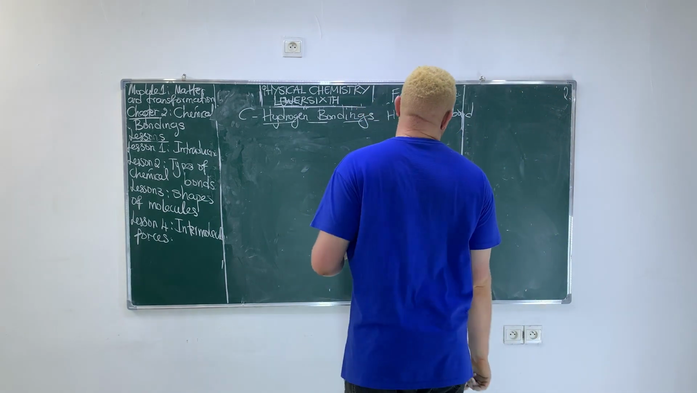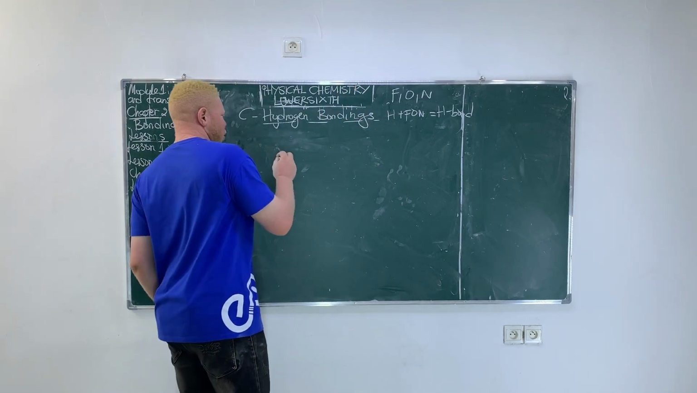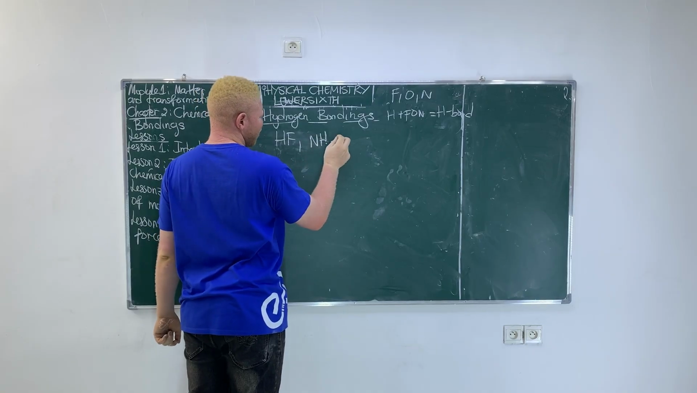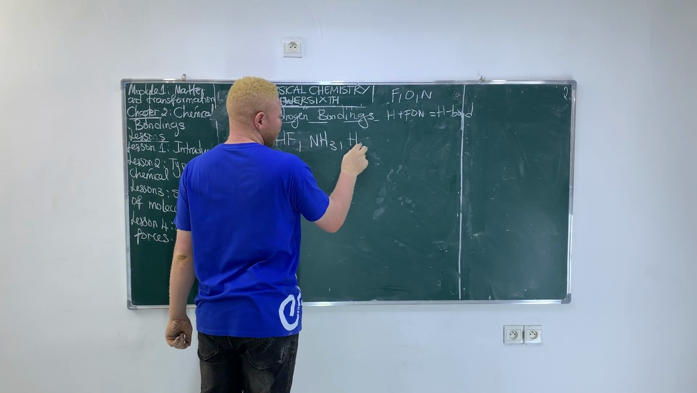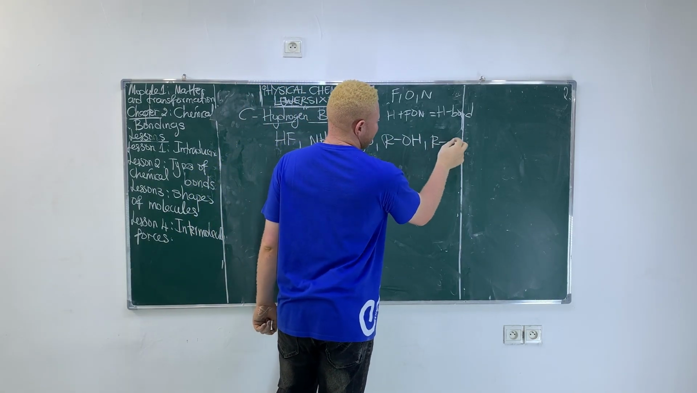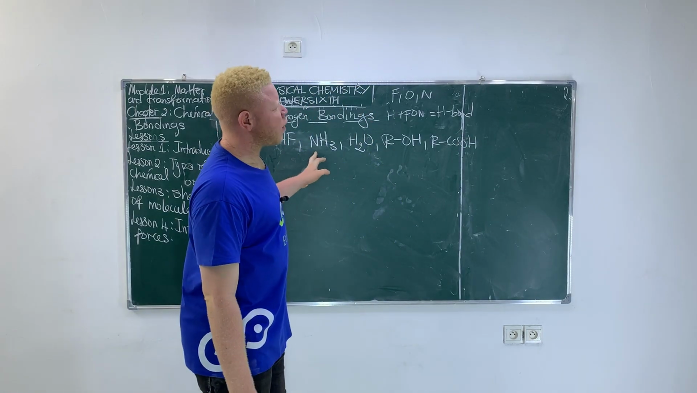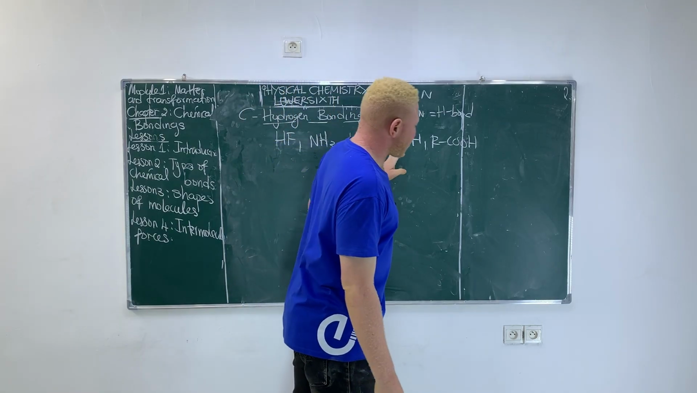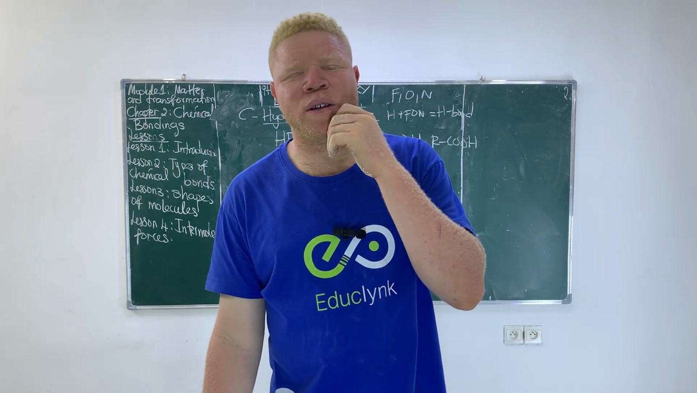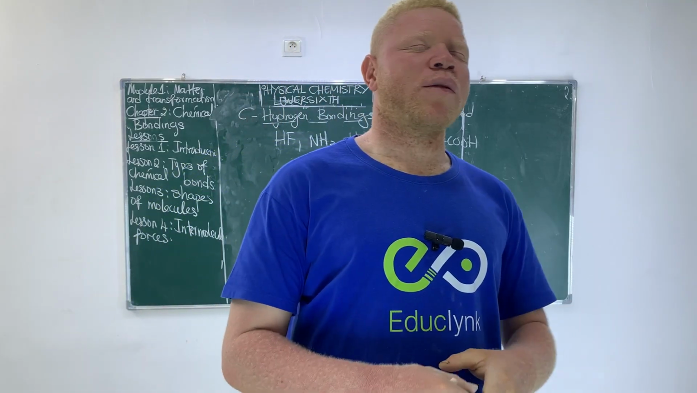Examples of compounds with a hydrogen bond include the molecules of hydrogen fluoride, ammonia, water, alcohols, and carboxylic acids. Then let's now see how these hydrogen bondings have influenced the physical properties of compounds.